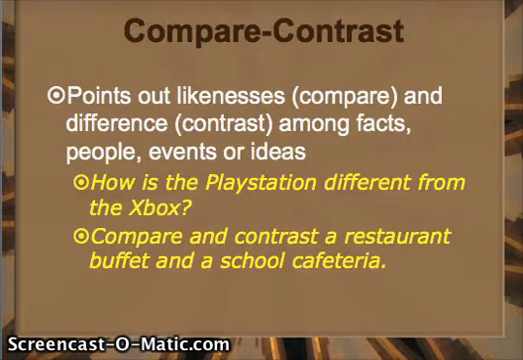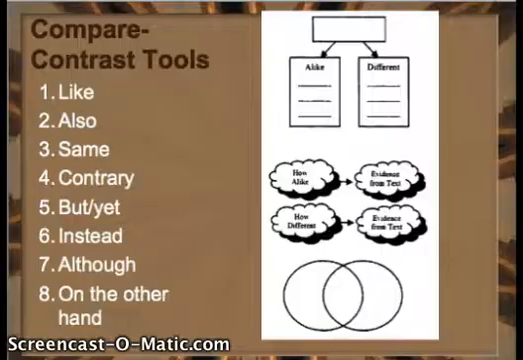Compare and contrast is the third text structure. It points out likenesses and differences among facts, people, events, and ideas. For example, if I asked you, how's the PlayStation different from the Xbox? You would be comparing and contrasting. Or if I asked you to compare and contrast a restaurant buffet and a school cafeteria.